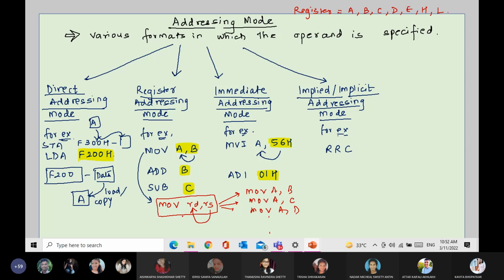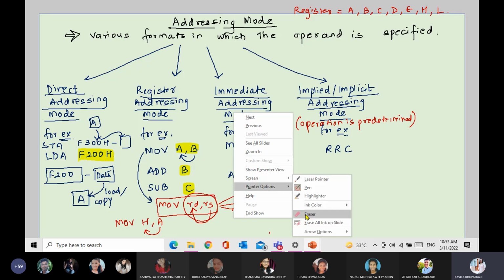It is a copy-paste operation. That is, here, depending on the operand specified, the contents will be copied from one register to another register. So here it is not predetermined. Here whatever the user specifies, if the user says MOV H, A, then A content will get copied to H. But this does not happen in RRC. For RRC we do not write an operand at all, because its operation is already predetermined. I will write it down over here. Operation is predetermined. Okay, so we don't write any operand for that operation.